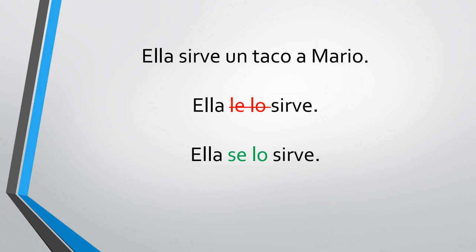So let's go ahead and look at an example where we need to apply the lay low rule. So ella sirve un taco a Mario. She serves a taco to Mario. We find our direct object, which is un taco. We're going to replace it with lo. We find our indirect object, which is Mario. So we're going to get rid of Mario and we're going to replace it with lay. We do need to remember our ID rule as well. So we're going to put the lay first, right? So ella lay. Then we're going to put our direct object next, lo, and then our verb sirve. So ella le lo sirve.